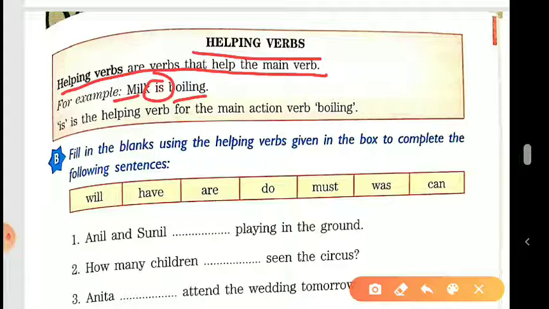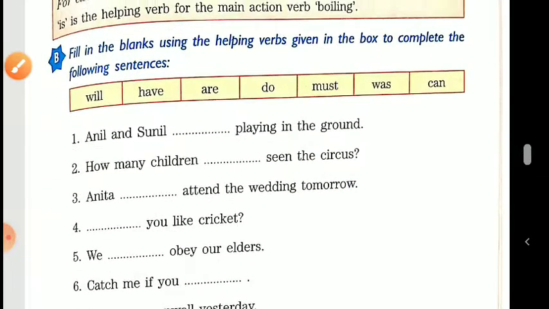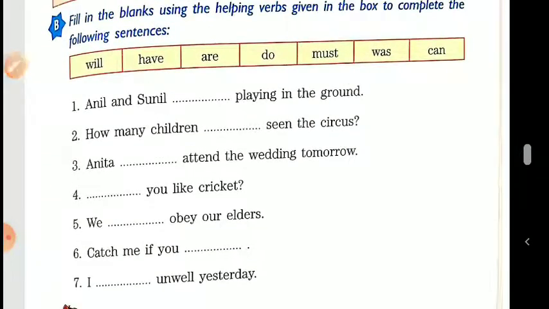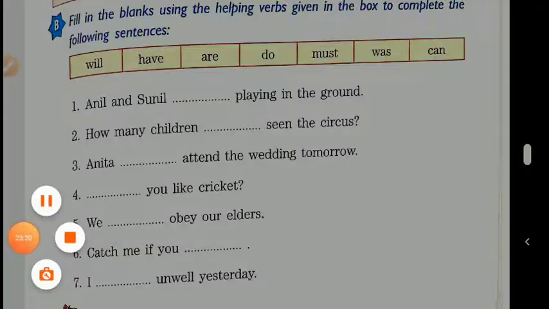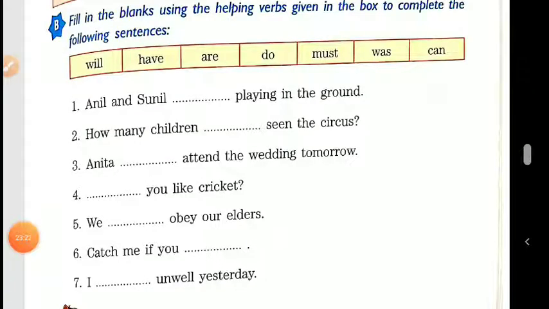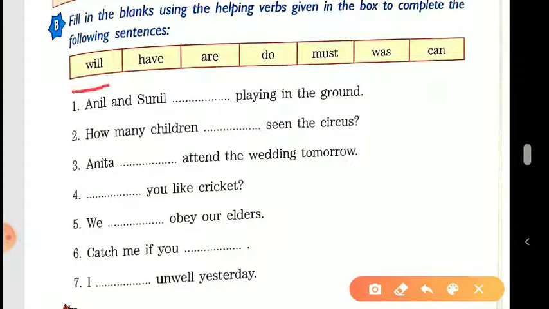Now our exercise is fill in the blanks using the helping verbs given in the box to complete the following sentences. Beta, kuch helping verbs diye aur inko hame in sentences mein add karna hai. And the helping verbs given in the box are, the first one is will, have, are, do, must, was, can.